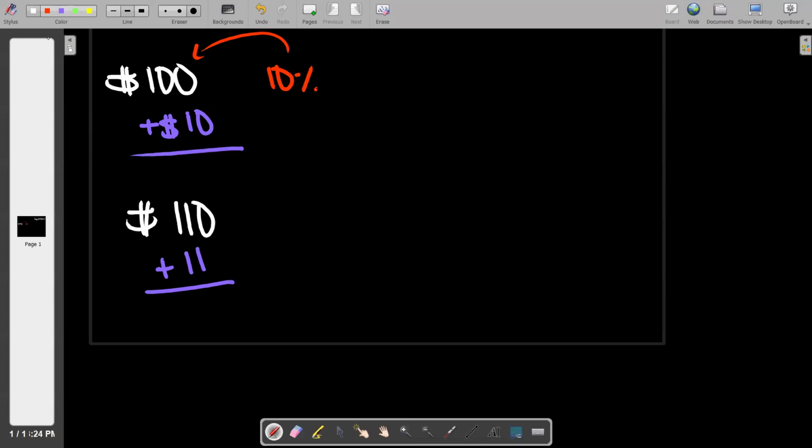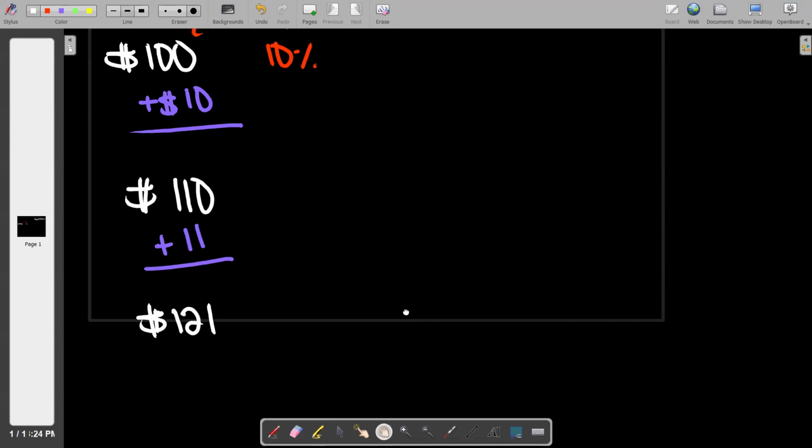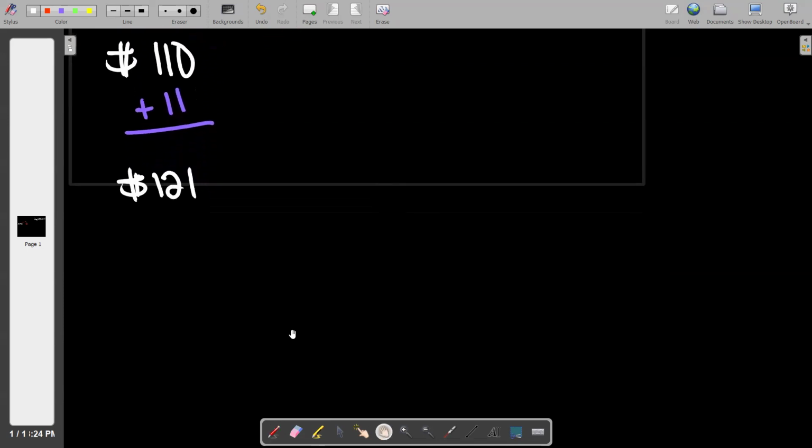So what's her new bank account balance? Good. And now the next time she gets 10% interest, what is she getting 10% of? She's getting 10% of the new balance, which is $12.10. So now I'm going to add $12.10 to her bank account. And what does she have?